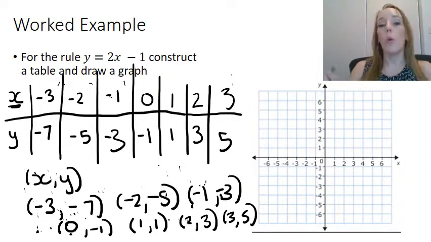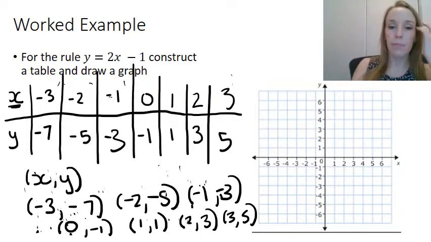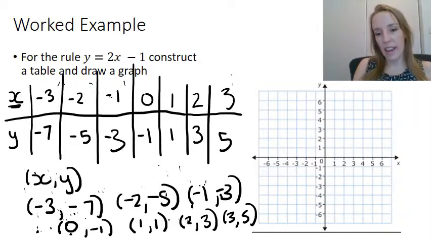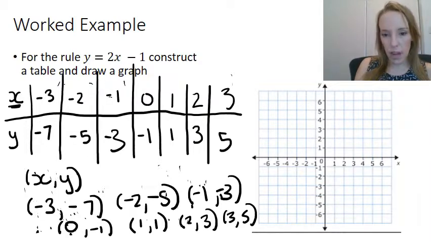And we're actually just going to plot all of those points onto our Cartesian plane. So the first one, -3, -7. So we're going to find -3 on our x-axis, which is here, and drop it down to -7, which is this point here, right on the border there. Our next one, x is -2, so find -2, drop it down to find y is -5, which is here. -1, -3, so find -1 for our x, drop it down to -3 for our y. Our second one, x is 0, so that's in the middle here on the origin there, and y is -1, so we can drop it down to find the -1.